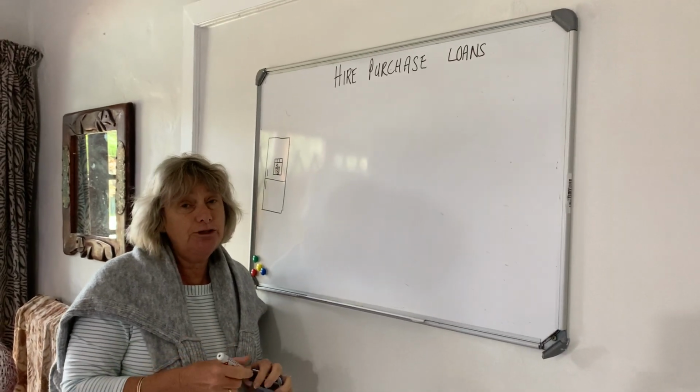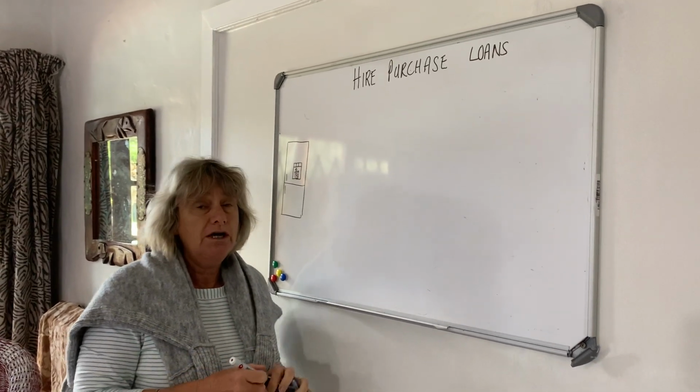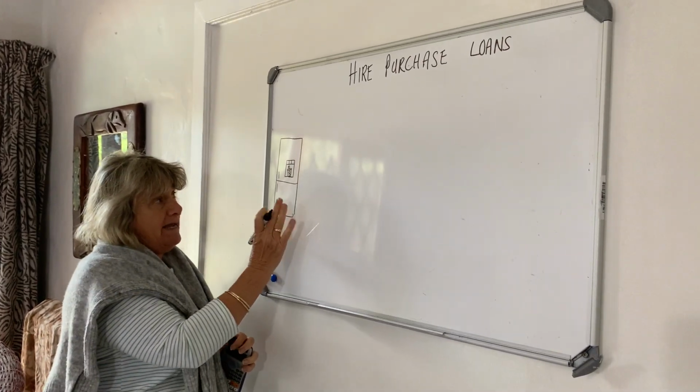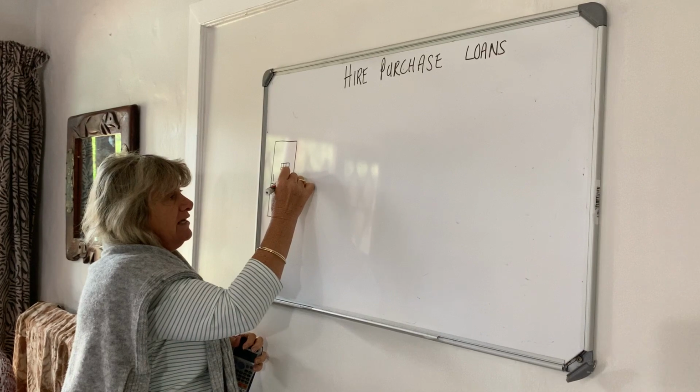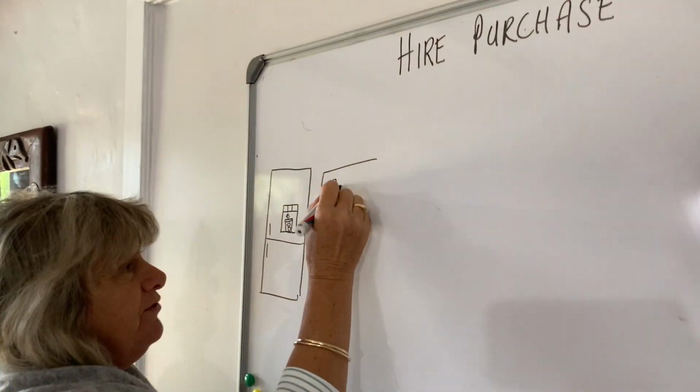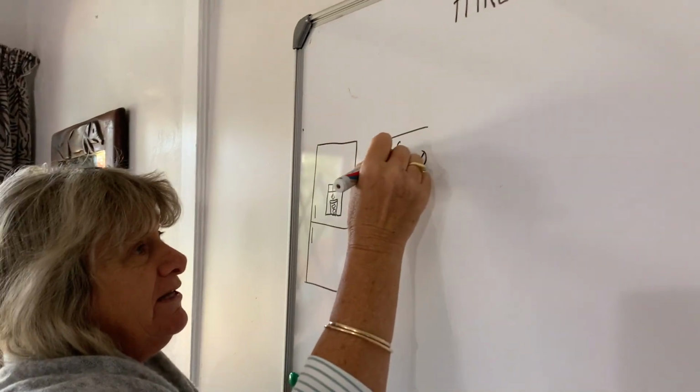to discuss hire purchase loans and just run through the order of calculations. Let's say you want to buy a fridge and it's got a hefty price tag of 10,000 Rand. That would be the cash price.